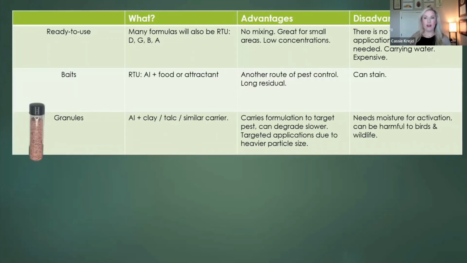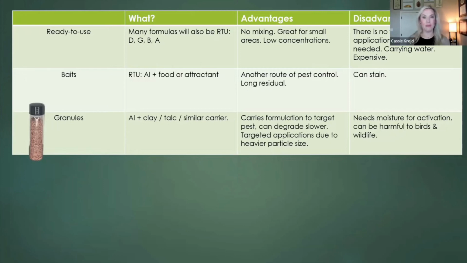So baits are, again, ready to use, but they're active ingredients that are adhered to a food or an attractant. A lot of times this can be a cockroach bait in the form of a paste or a gel, but there's always a food attractant associated with that bait. It is another route of pest control through ingestion, not just the absorption of active ingredient.